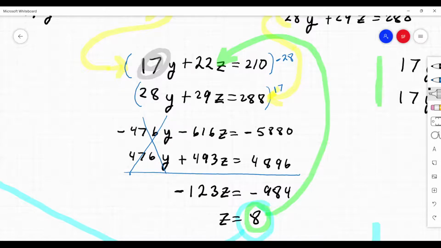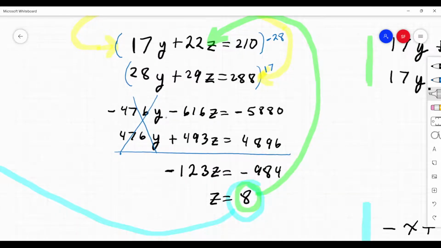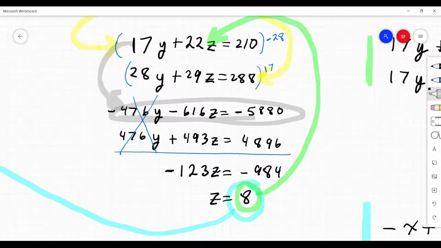So if you can't find something quickly that's smaller to multiply just one of them by, then you can just make two opposites by multiplying by the other number, essentially, is what I did there. And so I ended up with negative 476y minus 616z equals negative 5,880 at the top from this one. I took that one and it ended up there.